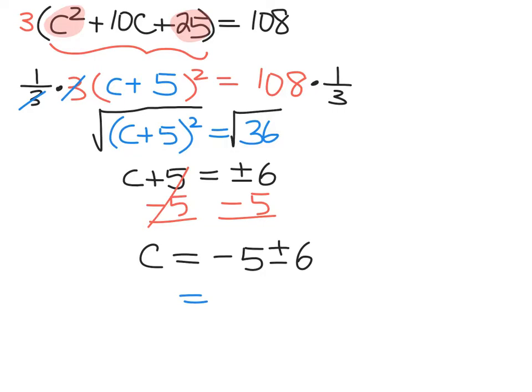So I always do the subtraction first to give me the smaller answer. -5 minus the 6 is going to be -11. And then my other possibility, -5 plus 6, is going to give me a +1. So we do them separately.